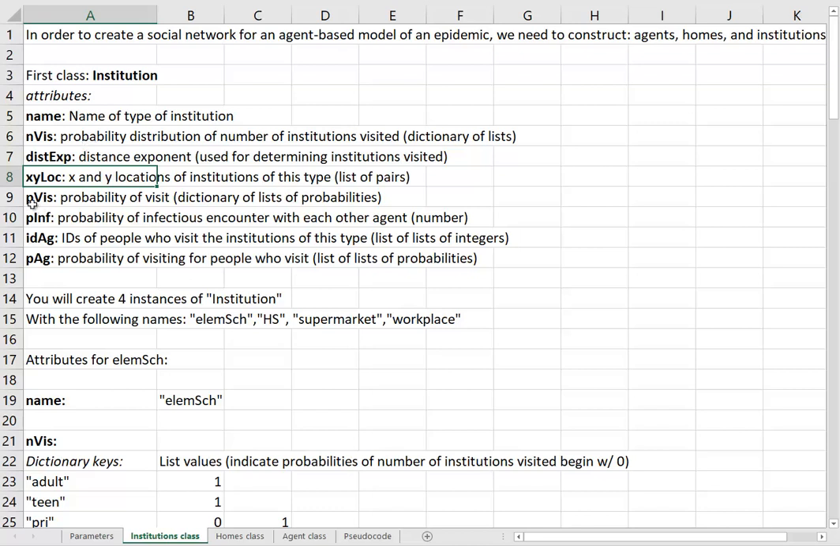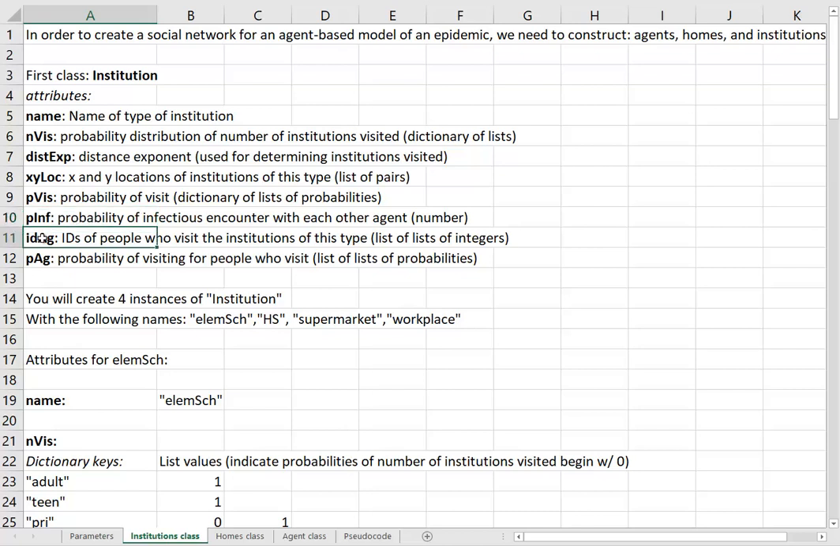All right, PViz is the probability of visits, and this is going to depend on the type of agent. I'll explain this more below, where I talk about how to initialize this. We have pint, which is the probability of an infectious encounter with each other agent. So the agents who visit or are at this institution on any particular day have some probability of infecting any other individual who's at that institution that day. And that's where this comes in.